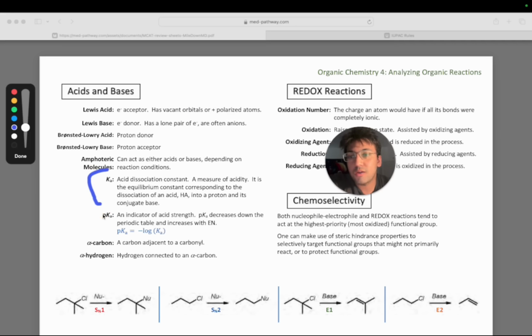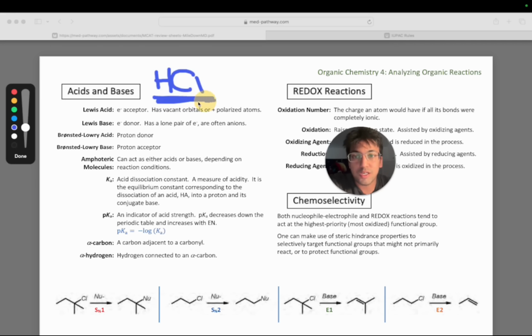Then we have Ka and pKa. These are the same thing, just represented as a log of the other one. Ka is the acid dissociation constant. I talked about this in the Gen Chem video, but it's basically just a measure of acidity. So you can imagine that if we have a really strong acid, HCl, right, it doesn't really exist.